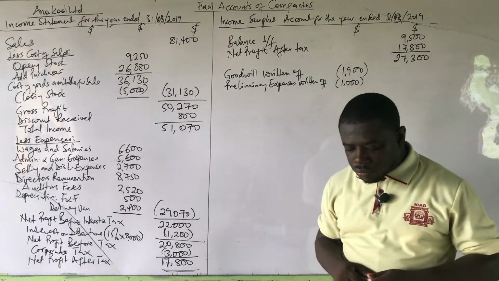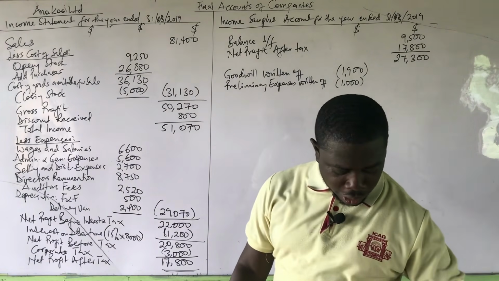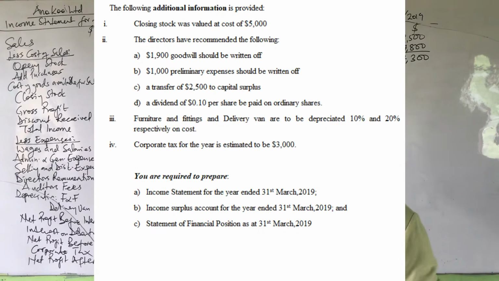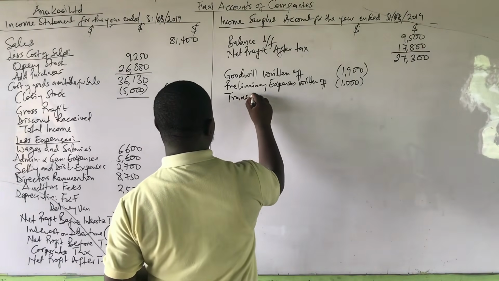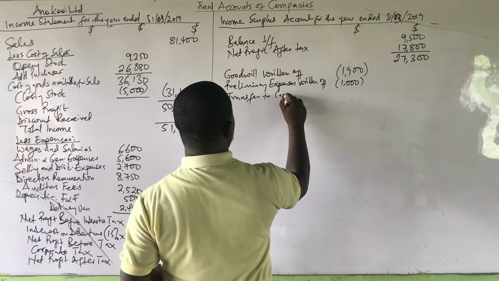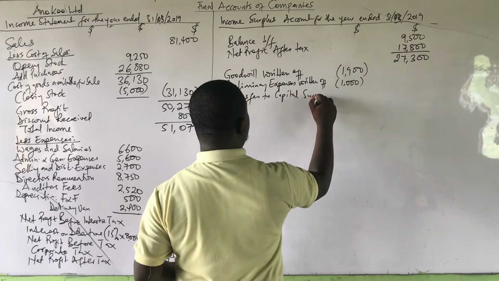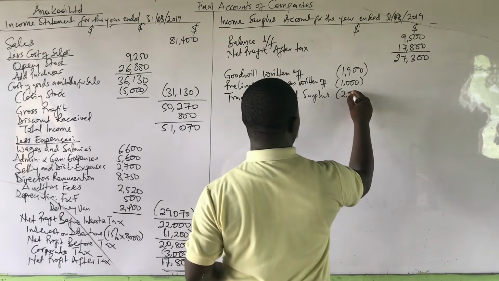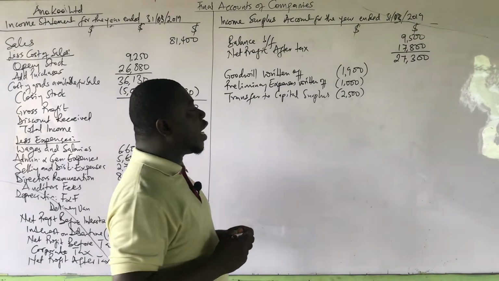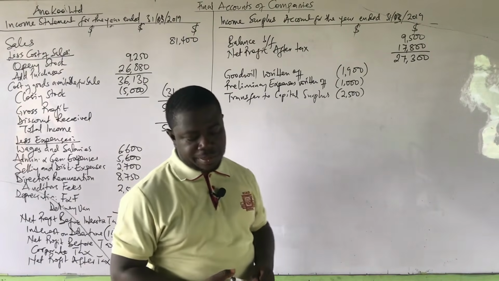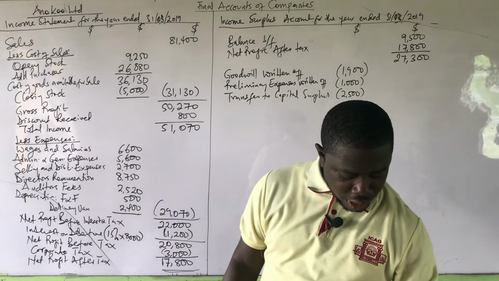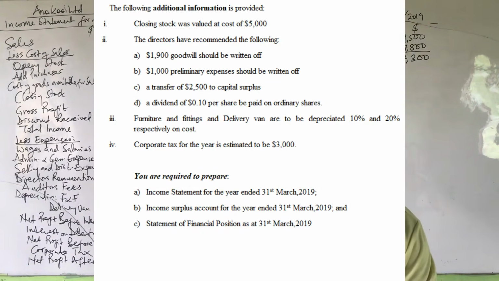And then the next item to appropriate. We are told that the transfer of 2,500 is to be made to capital surplus. And so, transfer to capital surplus. That is 2,500, also in brackets. You can decide to list all of them and add them before you bring the bracket. That is also acceptable. And then we are also supposed to make dividend payments.